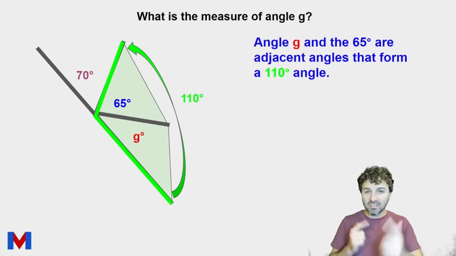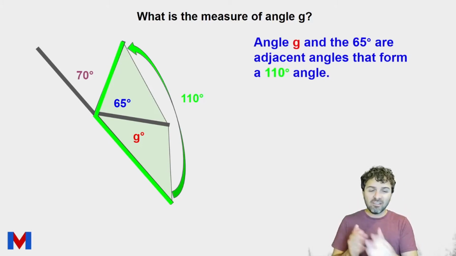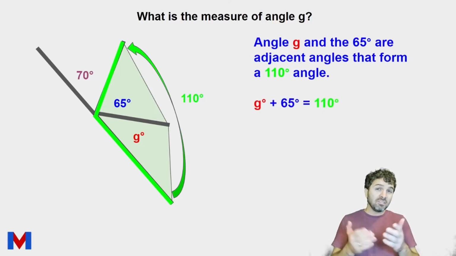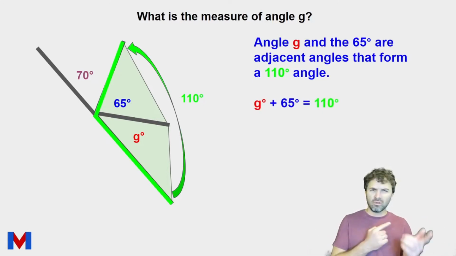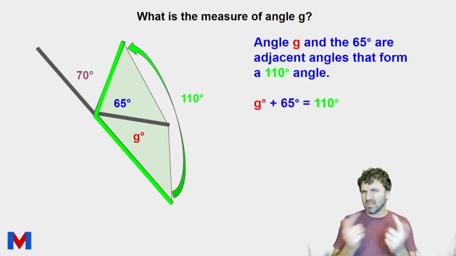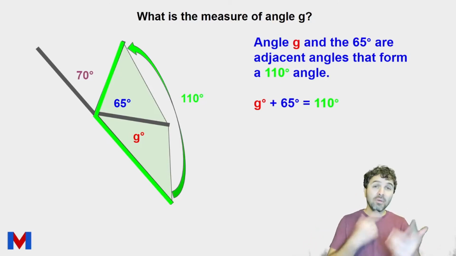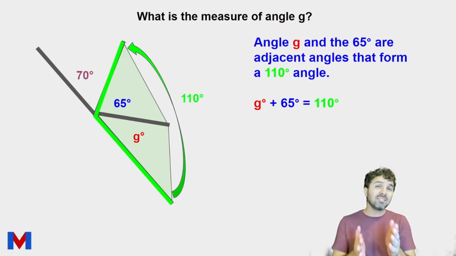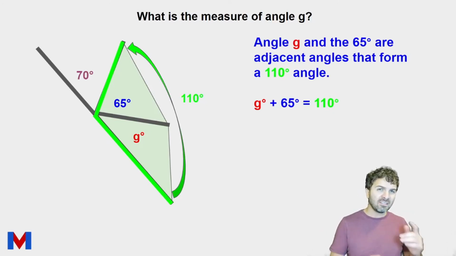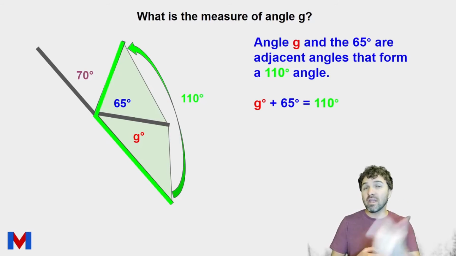So what this tells us is that we can take 65 plus G to give us 110, or G plus 65. It really doesn't matter how you add. Anyways, we're trying to figure out what number plus 65 is 110. That tells us the measure of angle G.